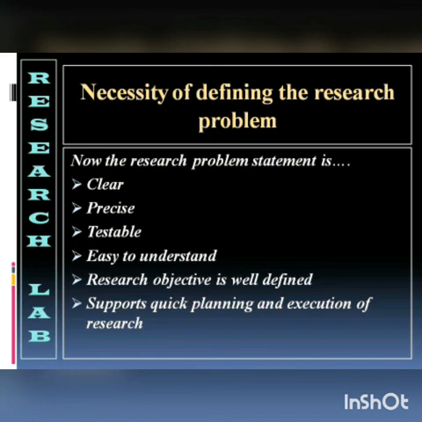Thus, framing a research problem statement definitely and clearly is a very important step in doing a research. This is the first and basic step any researcher has to take while proceeding with the research. Without a clear and defined research problem, a researcher cannot do his research in an effective and efficient manner.